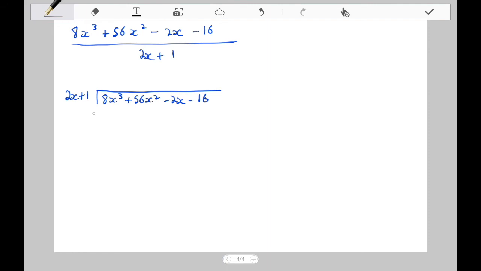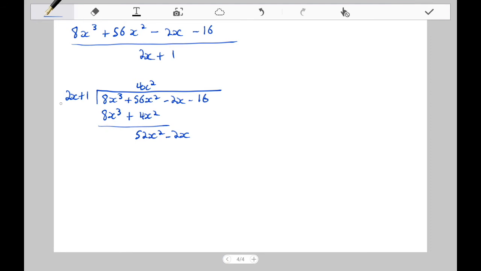And the answer in this case is, well, if we divide it by x, we get 8x squared. Divided by 2, we get 4x squared. And that goes over the x squared column. Now we want to multiply 4x squared by 2x plus 1. So 4x squared times 2x, 8x cubed. 4x squared times 1 is plus 4x squared. Draw our line, and we subtract the bottom from the top. So we get 0 there, and we'd get 56 minus 4, which is 52x squared. We bring the minus 2x down.